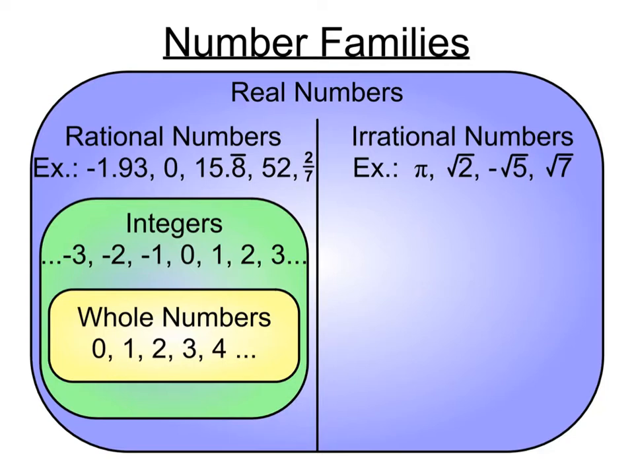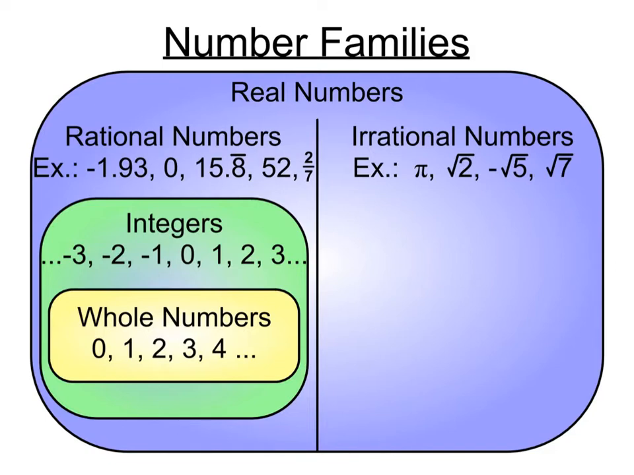So that's the way we get irrational. Now you notice I didn't give you any specific examples of real numbers. That's because everything that we see here is real. So everything you can come up with as an example is going to be a real number.